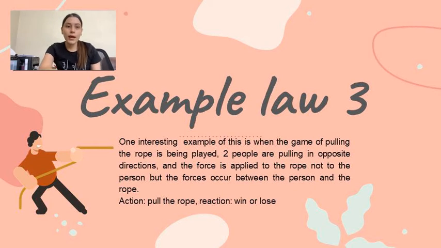Now let's go with an example. One interesting example of this is when the game of pulling the rope is being played. Two people are pulling it in opposite directions, and the force is applied to the rope, not to the person, but it occurs between the person and the rope.